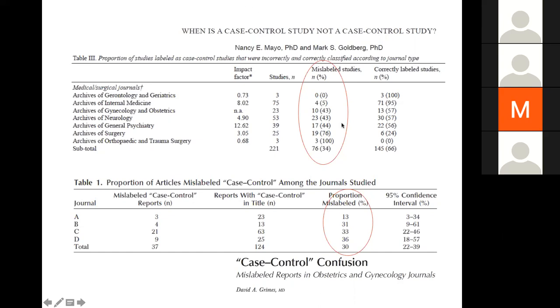So please don't feel that you made a mistake. If you made a mistake, you are part of a group of journal editors, peer reviewers, and authors who make this mistake every day. Now, I hope by attending this course, this webinar, you will not make this mistake in the future. And when you submit your paper for publication, it will be correctly labeled.